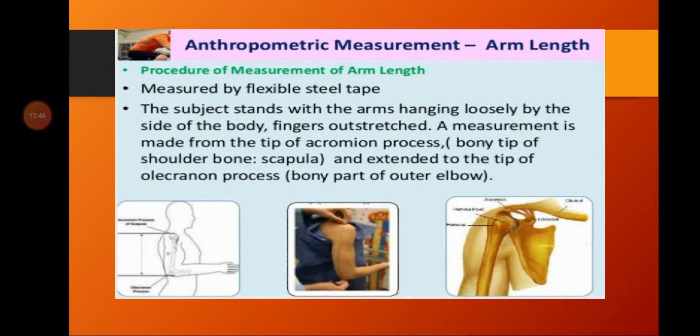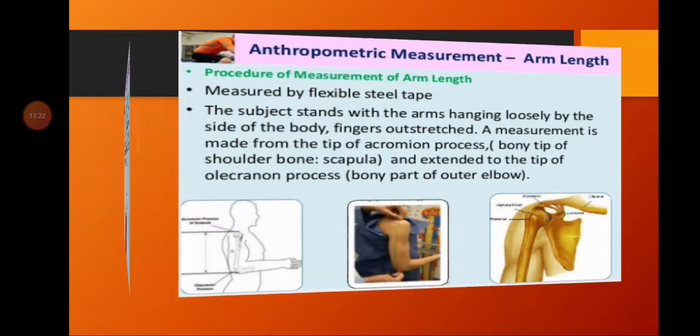Then procedure of measuring arm length. Measured by flexible steel tape. Then the subject stands with the arms hanging loosely by the side of the body, fingers outstretched. A measurement is made from the tip of the acromion process, that is bony tip of the shoulder bone, that is scapula, and extended to the tip of olecranon process, that is the bony part of outer elbow.